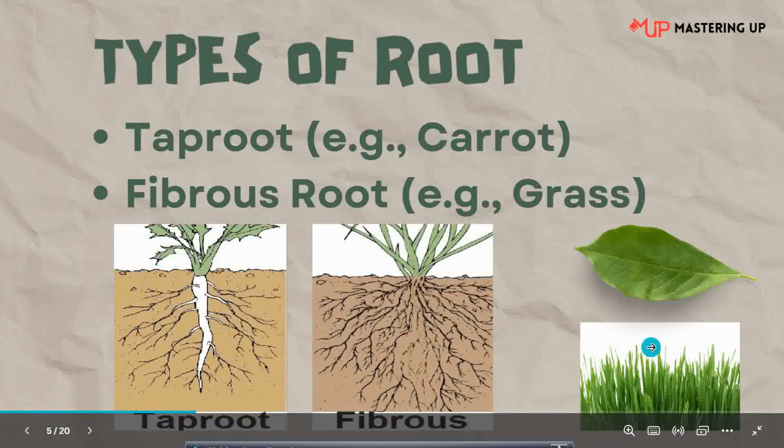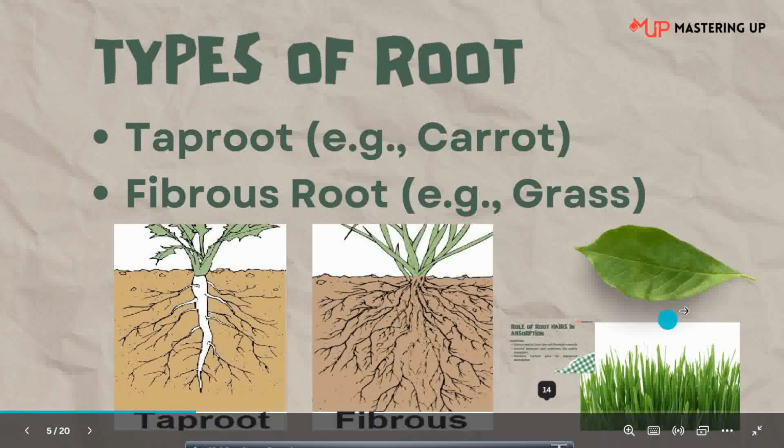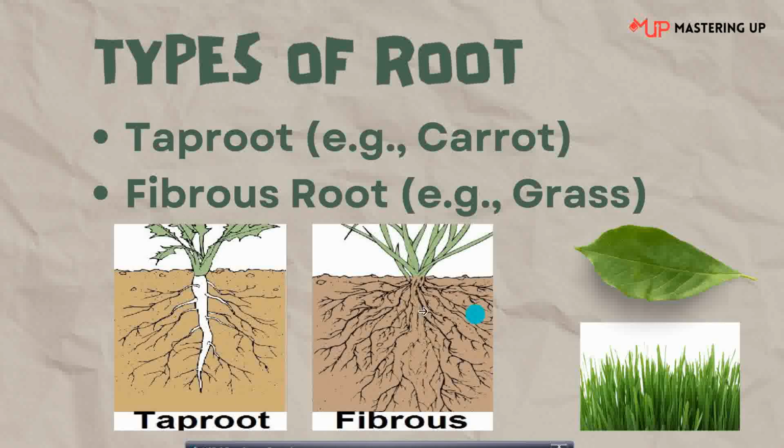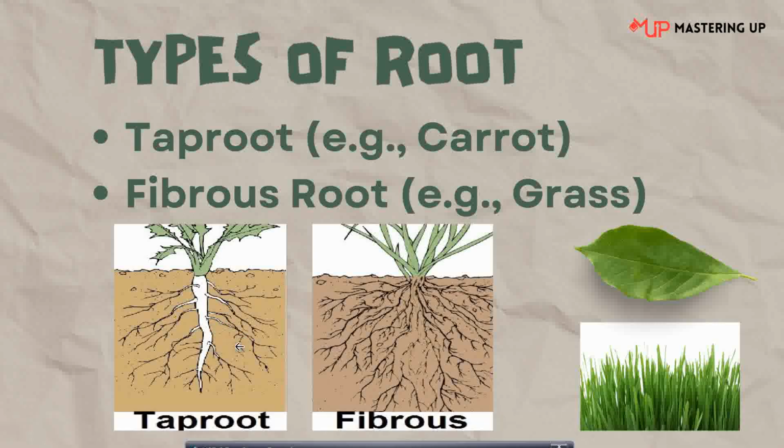In the same way, in grass and the like, in the leaf the venation is parallel venation. That is, all these veins come from one point. And just like in a taproot, there is a main root and from that the primary and secondary root branches are produced; in that same way, here a single vein is there and from that other veins are produced.